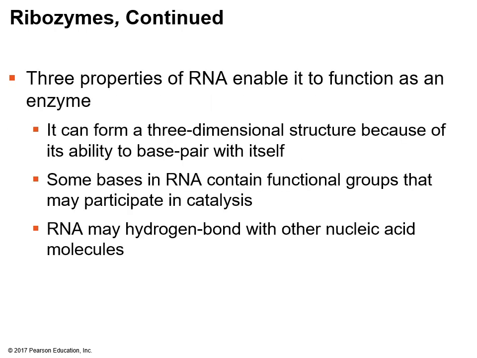3 properties of RNA enable it to function as an enzyme. It can form a 3-dimensional structure because of its ability to base pair with itself. Second, some bases in RNA contain functional groups that may participate in catalysis. And third, RNA may hydrogen bond with other nucleic acid molecules.